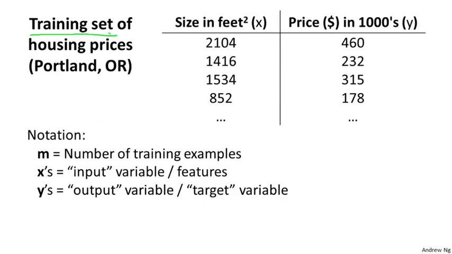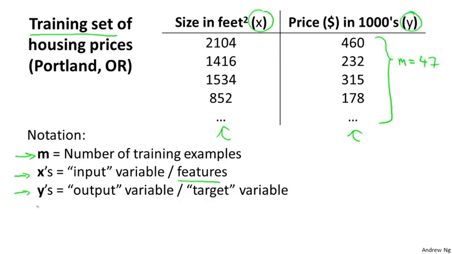So I'm going to use lowercase m throughout this course to denote the number of training examples. So in this data set, if I have, let's say 47 rows in this table, then I have 47 training examples, and m equals 47. I'm going to use lowercase x to denote the input variables, often also called the features. So that'll be x's here, would be our input features. And I'm going to use y to denote my output variables, or the target variable which I'm trying to predict. And so that's this second column here.